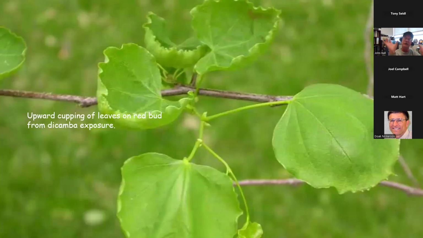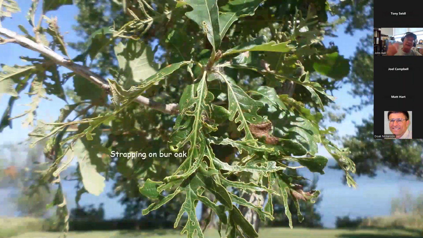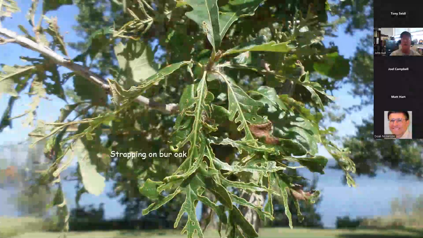Look at this, upward cupping, almost like a little cup, rain cup, if you will. This is on redbud from dicamba exposure. How do we know it's dicamba? We were picking it up in the tissue samples, and it had been done near an application. Strapping on bur oak. We see that more commonly with 2,4-D than we do dicamba. Doesn't mean we can't find it with dicamba applications, but let's say it's less common. Though frankly, I do see it on oaks.